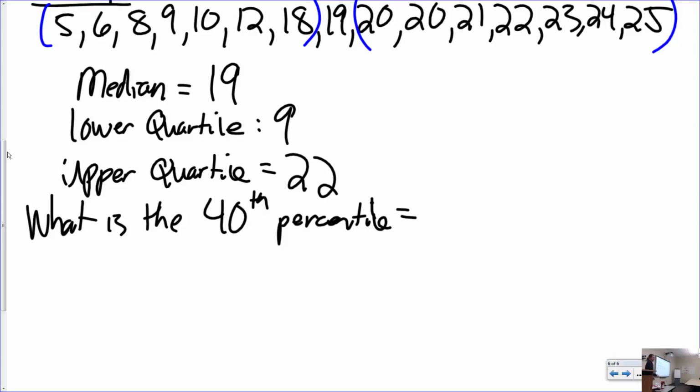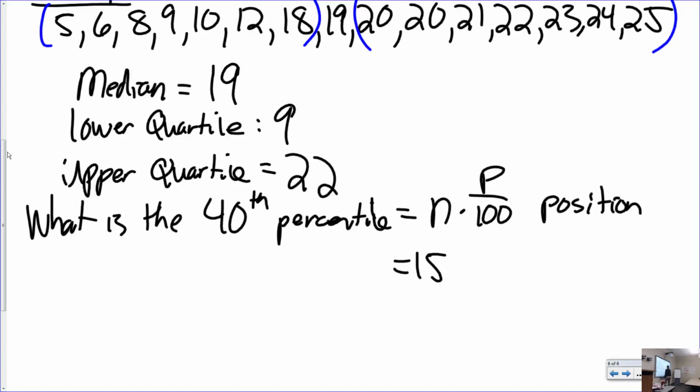So how do I find the 40th percentile in this set of numbers? The way you find a 40th percentile in a set of data is look for that position's number. So, for us, what was n again? 15. I'm looking for the 40th percentile, that goes into the p.